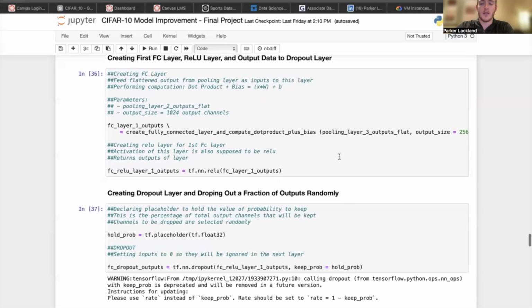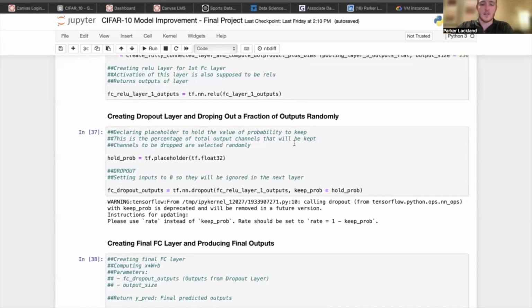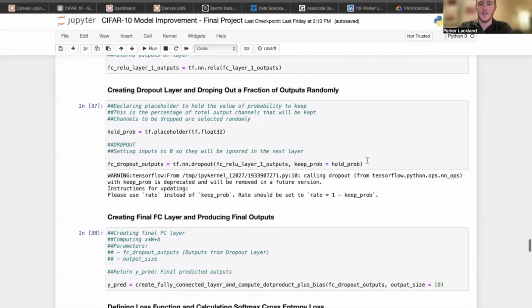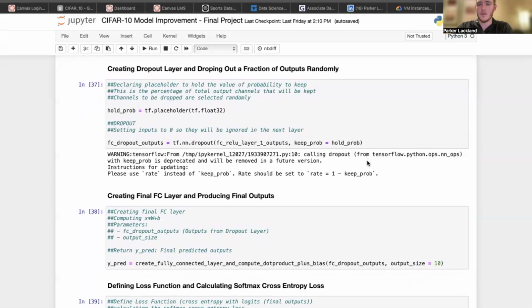When our first fully connected layer is created, our dropout layer stays the same. It's about 50% dropout at random. It's the same exact function created, same exact idea of design, as opposed to us creating another convolutional layer to add to our design.